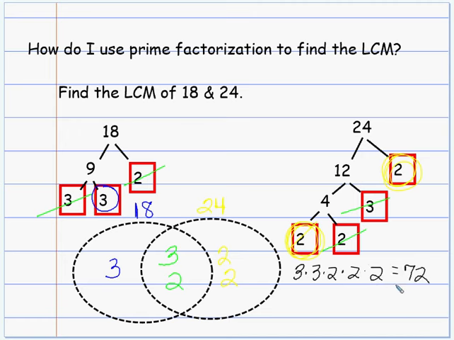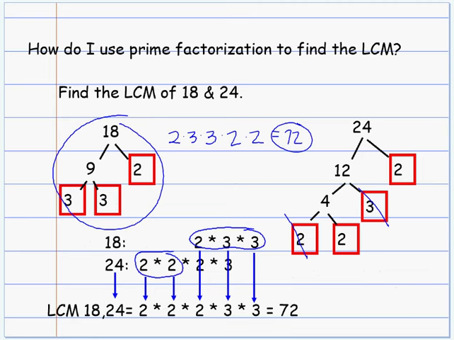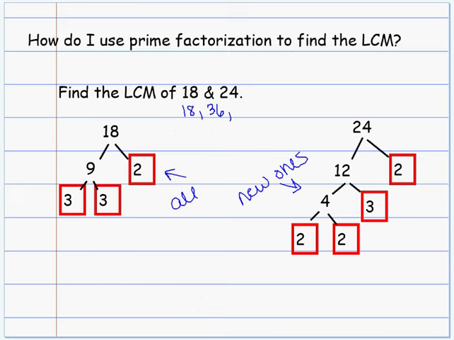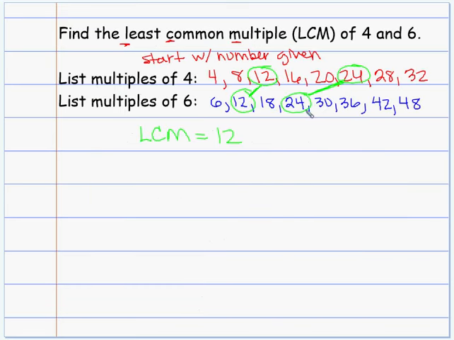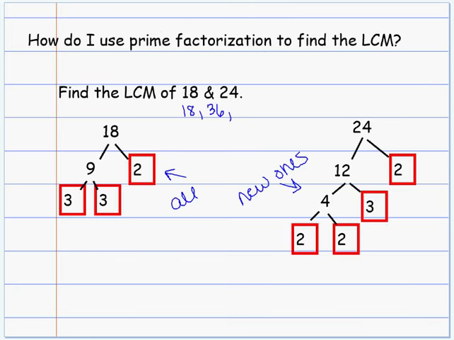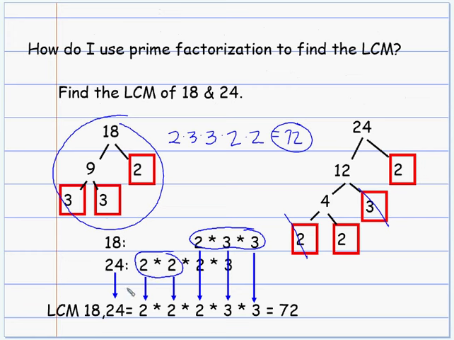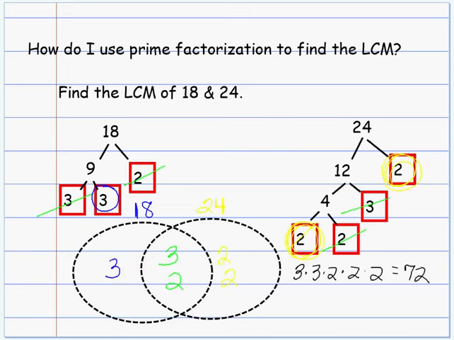equal 72. Okay, so you have a couple different ways that you can think about finding least common multiple. You can list the multiples and then circle the ones they have in common and pick the smallest one. You can use prime factorization and try to just visualize this, where you take the ones that 18 has and then the extra ones that 24 has, or use a Venn diagram to keep it straight. So you have a couple different ways to do this.